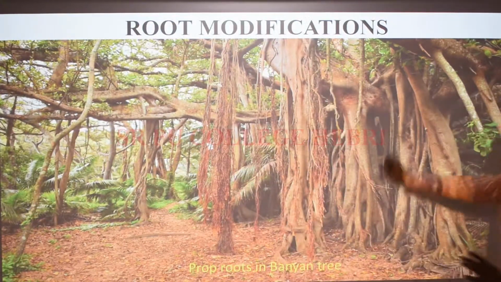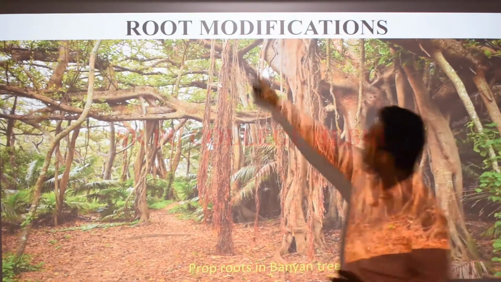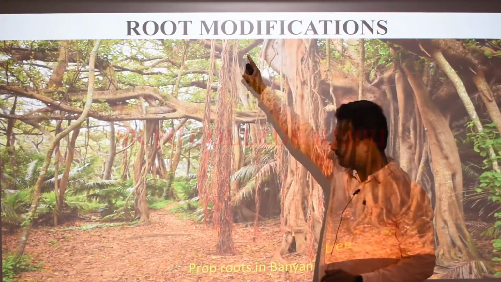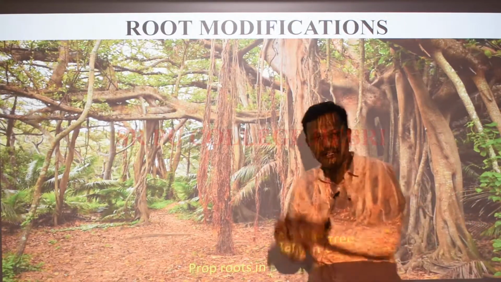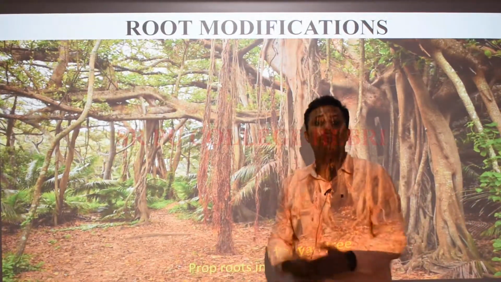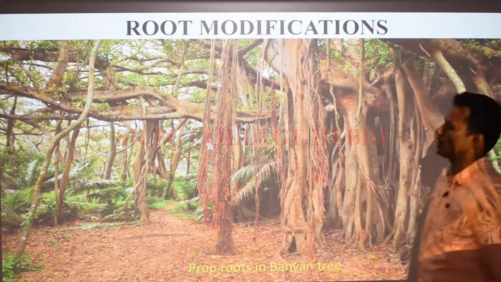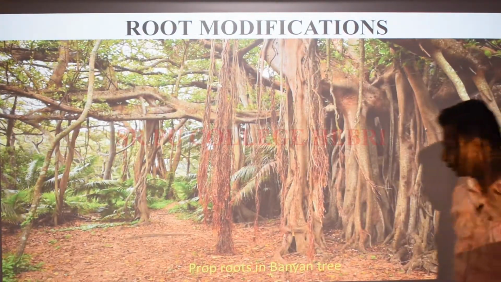The main stem is here, right? And many prop roots are arising from the branches of the stem. They reach the ground and establish themselves there, and once again they look as if they are the stem itself. So this is the modification of the root for mechanical support.